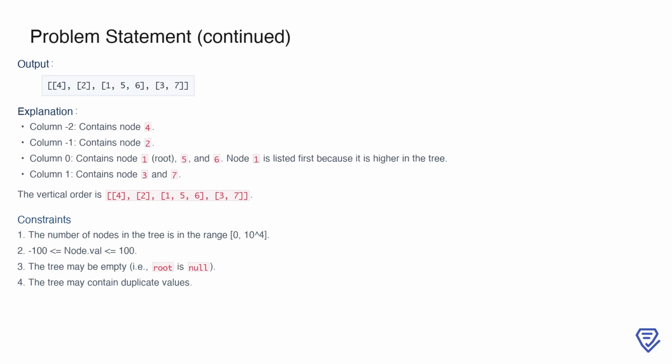Now consider another example. In this case, the root node is 1, with 2 as its left child and 3 as its right child. Node 2 has two children, 4 on the left and 5 on the right. Node 5 further has two children, 6 on the left and 7 on the right. Grouping nodes by their vertical columns, column -2 contains node 4. Column -1 contains node 2. Column 0 contains nodes 1, 5, and 6, with 1 appearing first because it is the highest in the tree. Column 1 contains nodes 3 and 7. Thus, the vertical order traversal for this tree is 4, 2, 1, 5, 6, 3, 7.